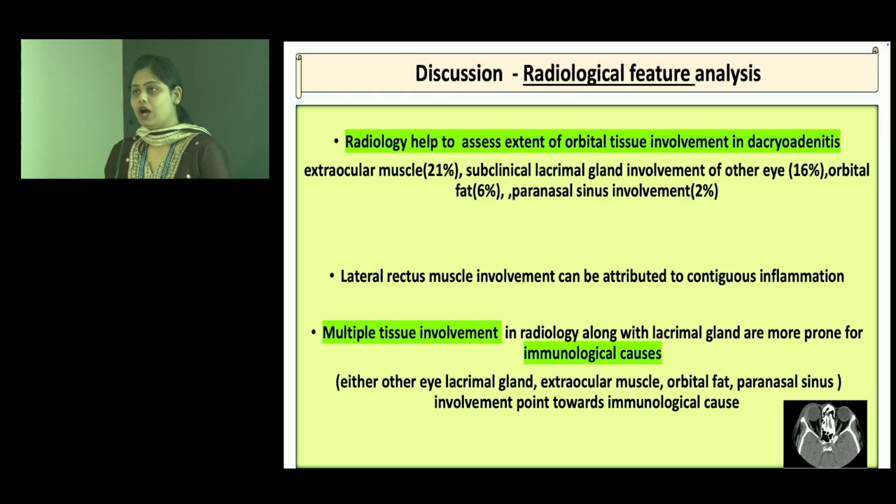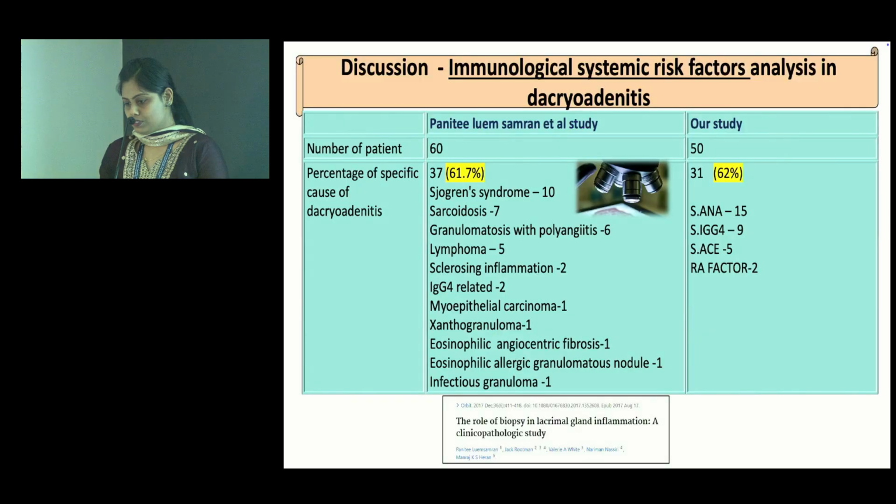So what is there to highlight? Radiology helps to assess the extent of orbital tissue involvement in dacryoadenitis. The involvement of the lateral rectus muscle can be attributed to contiguous inflammation from the lacrimal gland. Whenever there is multiple tissue involvement associated with the lacrimal gland in radiology, patients are more prone to an immunological cause.